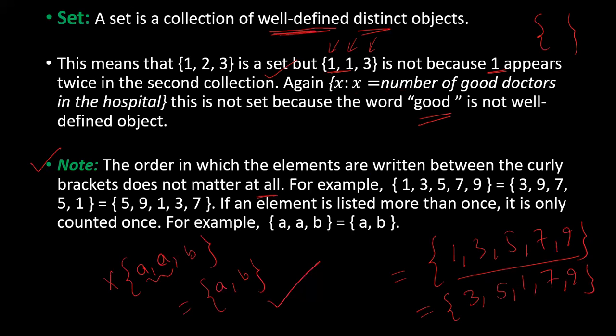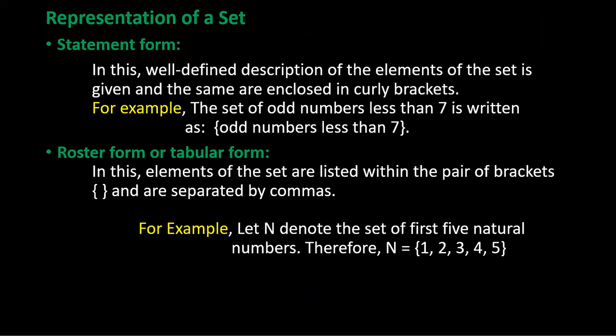Now let's see the different types of set, that is, different ways to represent a set. First is statement form. In statement form, a well-defined description of the elements of the set is given and the same is enclosed by curly braces.